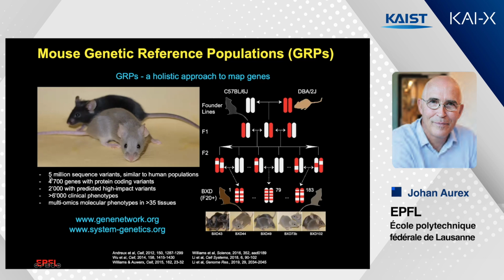There are about 5 million sequence variants segregating in these mice, similar to variants in human populations. This means there are about 4,700 genes with protein coding variants, meaning you study about 4,700 mutants at the same time, of which 2,000 have predicted high impact variants. And why this population is very particular is because there are 6,000 clinical phenotypes and molecular phenotypes in 35 tissues, and all of them you can look up on these 2 databases.